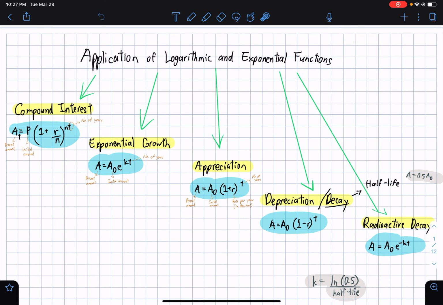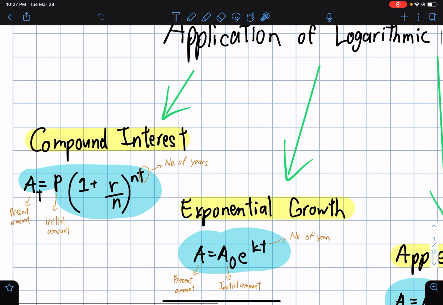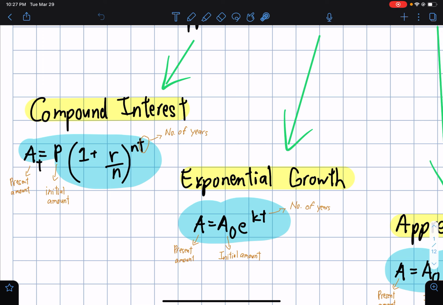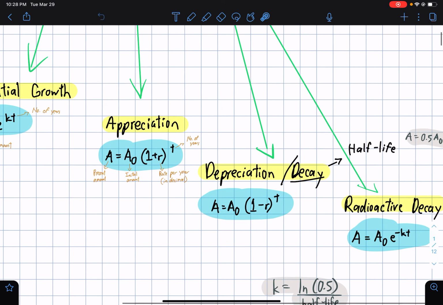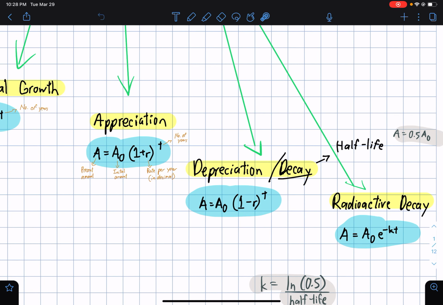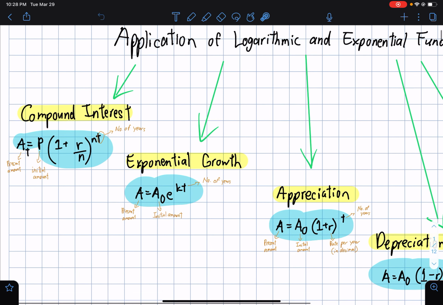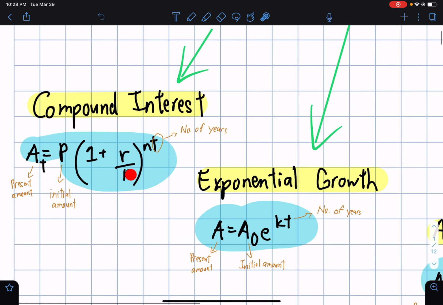Let me dive into each formula. For compound interest, A sub t is our present amount, P would be our initial amount, and 1 plus R is the rate, either rate of increase or rate of decrease. But usually, rate of decrease goes for depreciation or decay since it's minus R. N stands for the interest compounded.